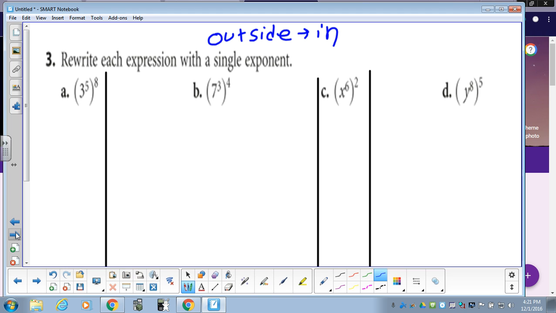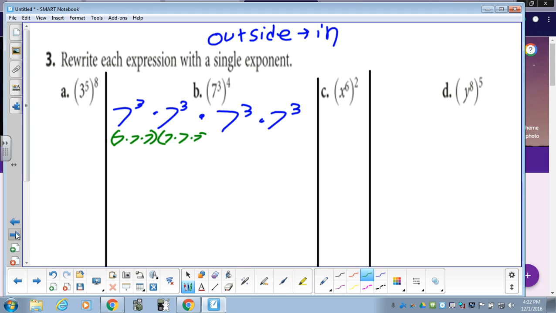So 7 to the third power to the fourth power. So I use that first exponent, that outermost exponent. This is 7 to the third times 7 to the third times 7 to the third times 7 to the third. Notice how that base of 7 to the third power is used 4 times. Now we need to go down a deeper layer. We need to go down one more layer. 7 to the third power is 7 times 7 times 7.